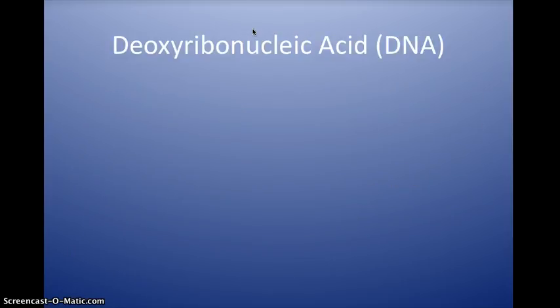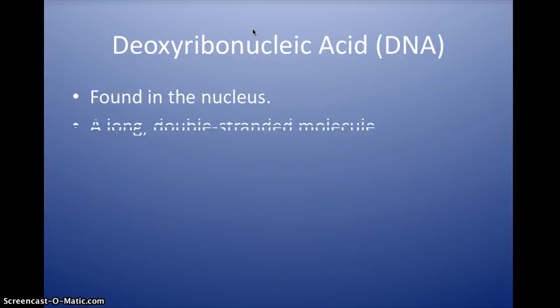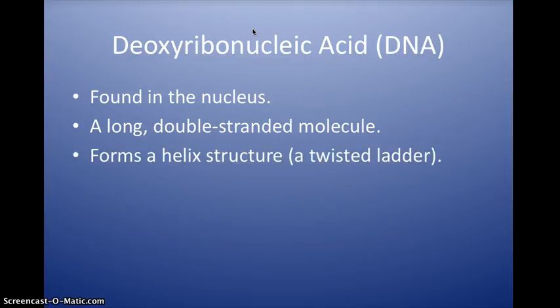DNA, also known as deoxyribonucleic acid. DNA is found in the nucleus. It's a long, double-stranded molecule. It also forms what we call a helix structure. And if you think of a ladder, if you were to put your hand on the top of the ladder and the bottom of the ladder and twist it, that's what a helix structure would look like.